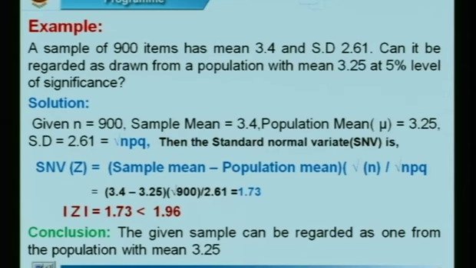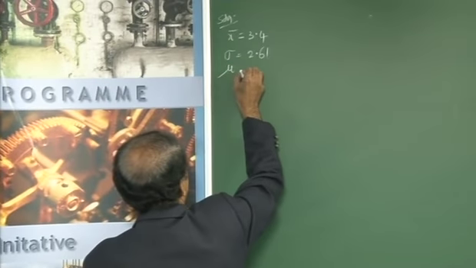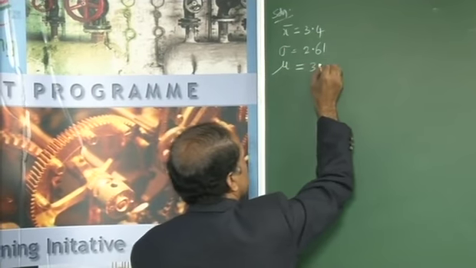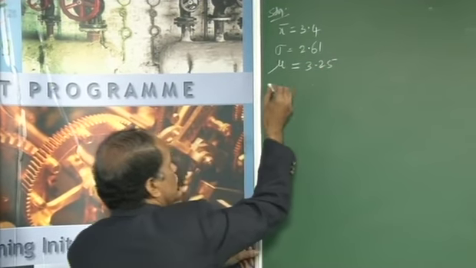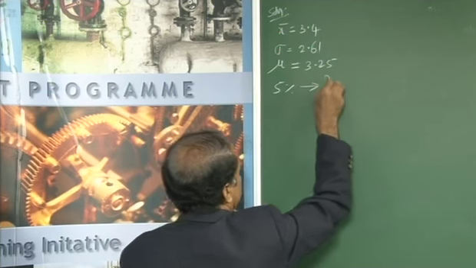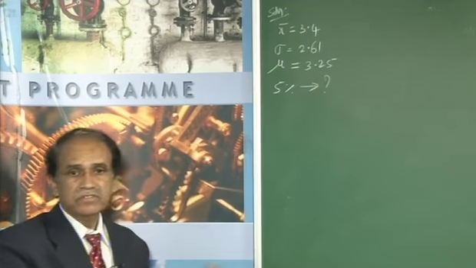Now, what is the population mean? That population mean mu we take must be 3.25. Then what is the level of significance to be checked? At 5% level of significance.